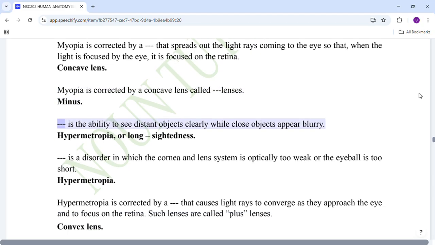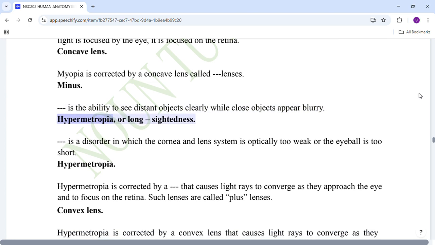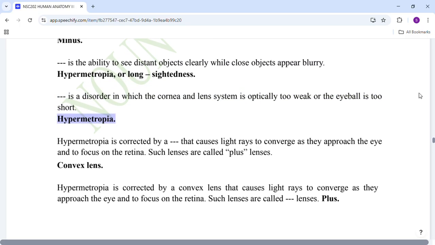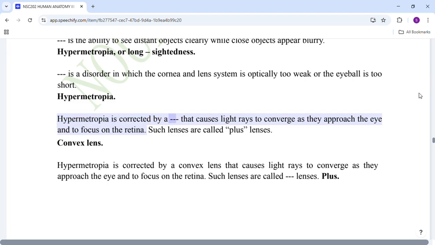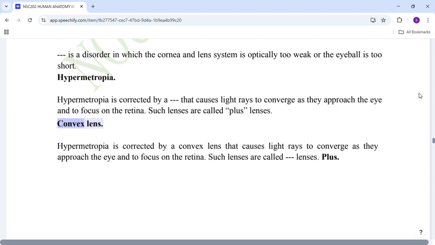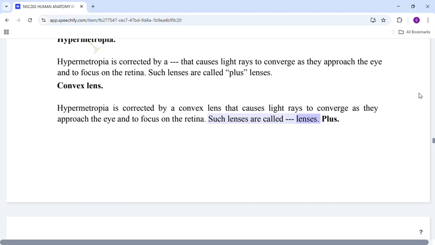Myopia is corrected by a concave lens, called minus lenses. Hypermetropia, or long-sightedness, is the ability to see distant objects clearly while close objects appear blurry. Hypermetropia is a disorder in which the cornea and lens system is optically too weak or the eyeball is too short. Hypermetropia is corrected by a convex lens that causes light rays to converge as they approach the eye and to focus on the retina. Such lenses are called plus lenses.